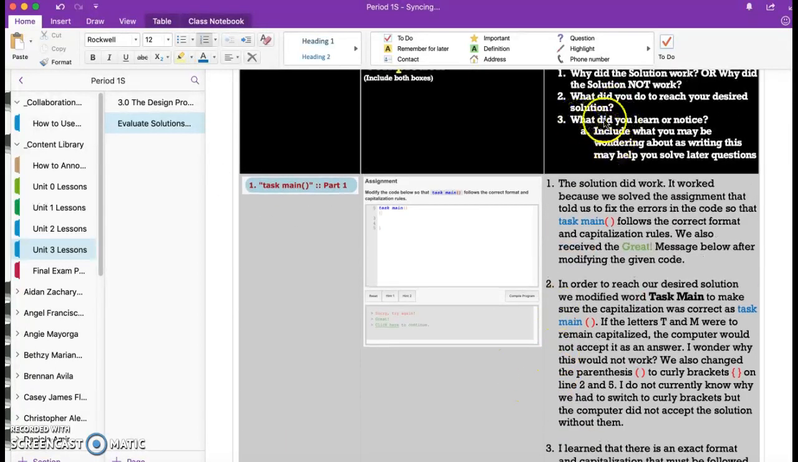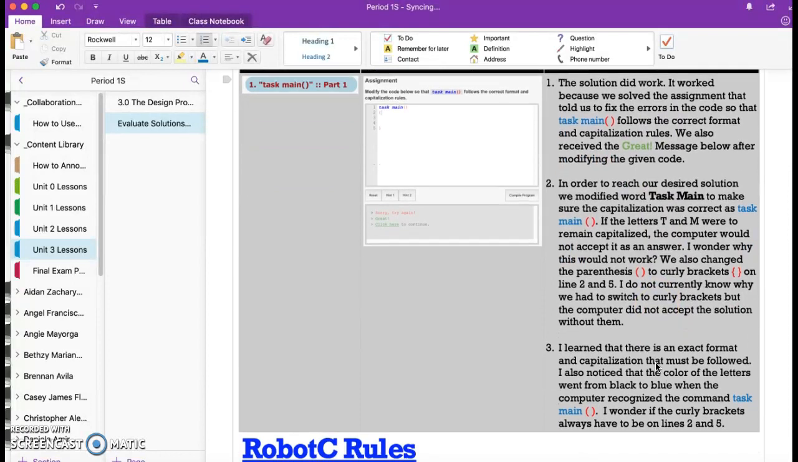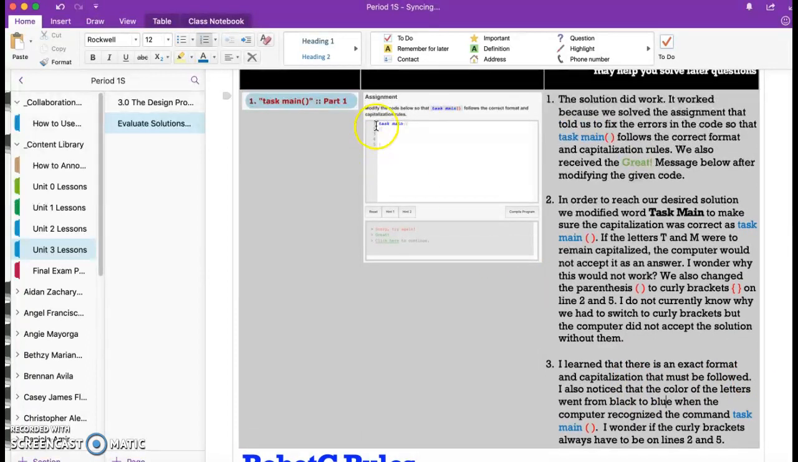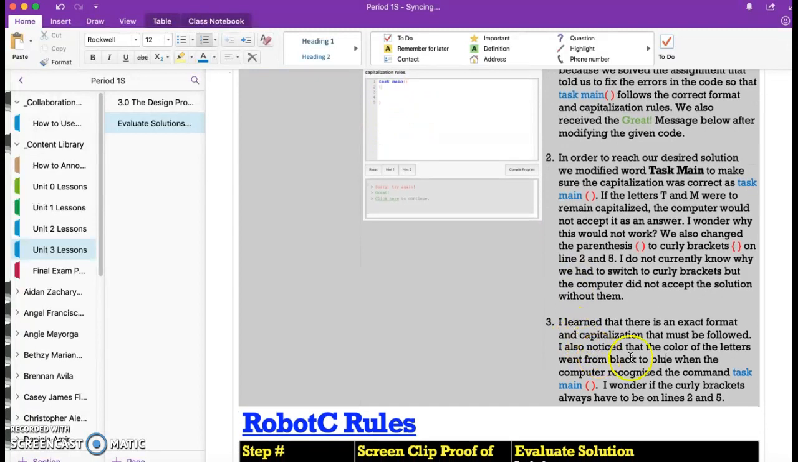Lastly, the third question is, what did you learn or notice? So we want to include wonders we may have. We learned that there's an exact format and capitalization that must be followed. We don't know what it is for all of the letters, but we know that we need a certain format for task main. We also noticed that the color of the letters went from black to blue when the computer recognized the command task main.